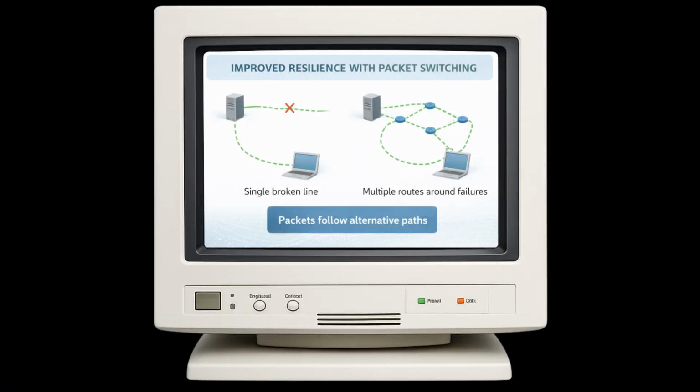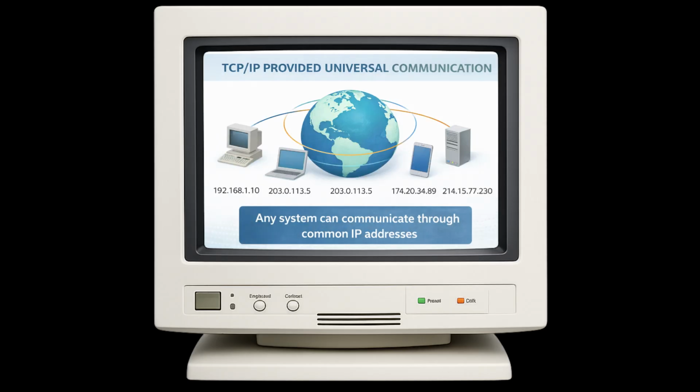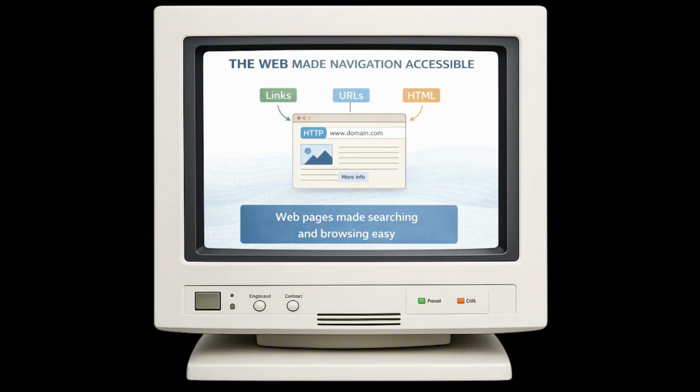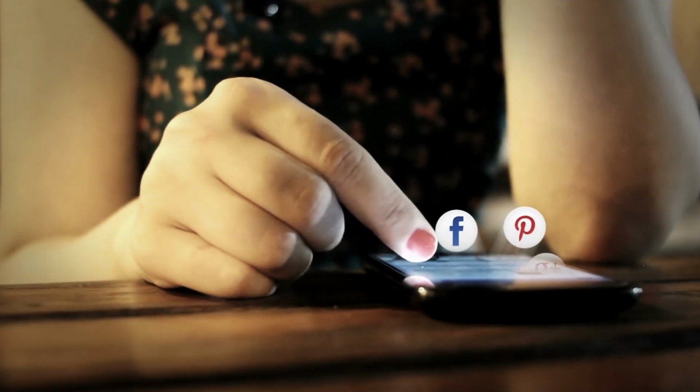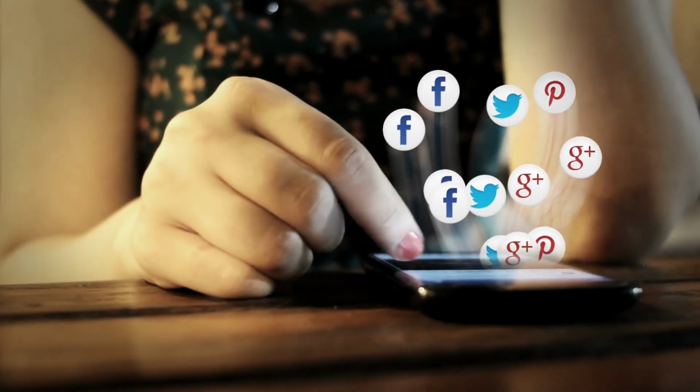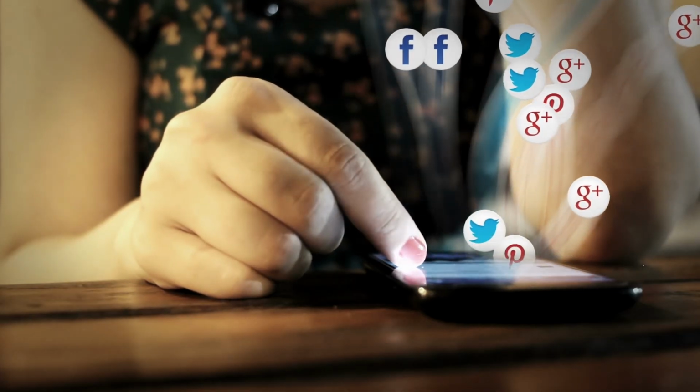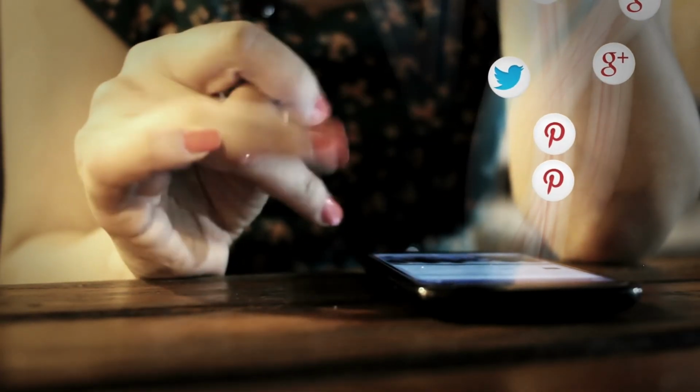Looking back, each stage solved a different problem. Packet switching improved resilience. TCP/IP allowed different systems to communicate. The web made navigation accessible. None of those steps were designed with social media feeds or video calls in mind. Those developments arrived later, partly because the underlying architecture didn't block them.